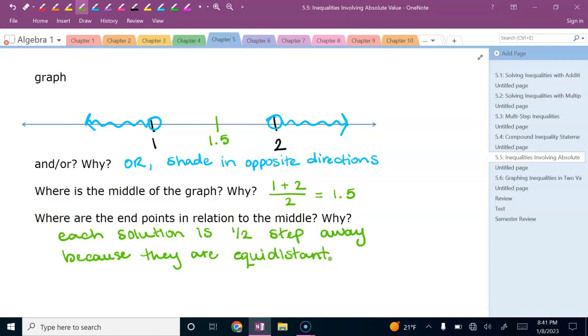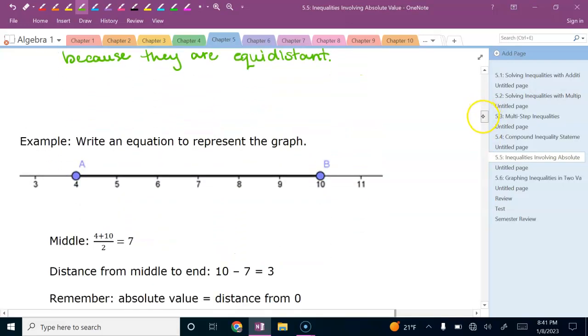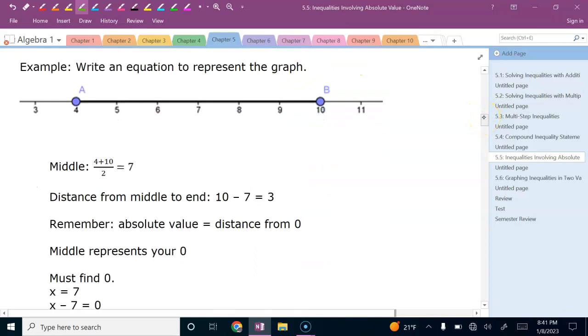Now again, the reason why we're reviewing this or having you start thinking this way is because the next example is going to want us to be able to write out an equation to represent the absolute value graph that we're looking at here. So in order to do that, you're going to have to figure out what the middle of the graph is, because we need that piece. So step 1 is to find your middle.